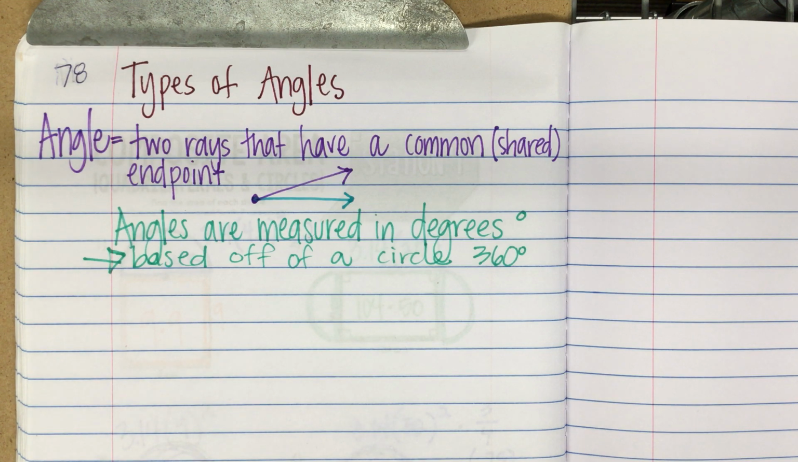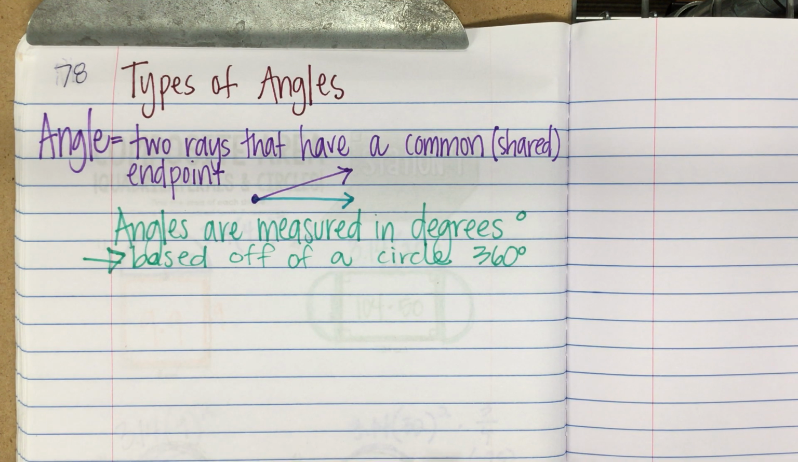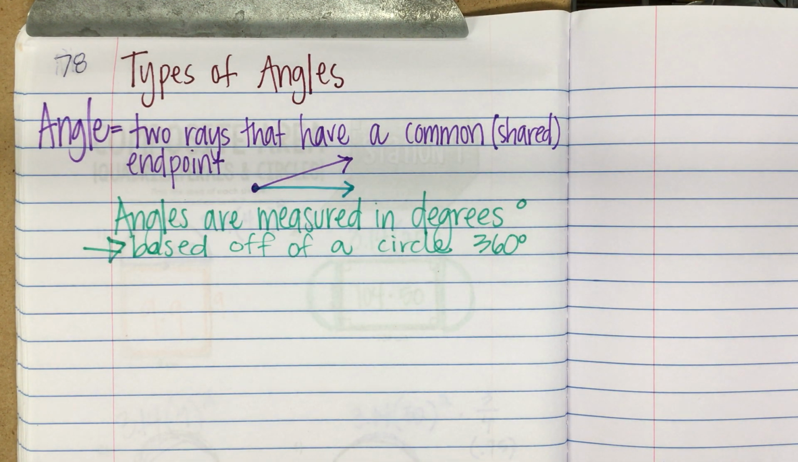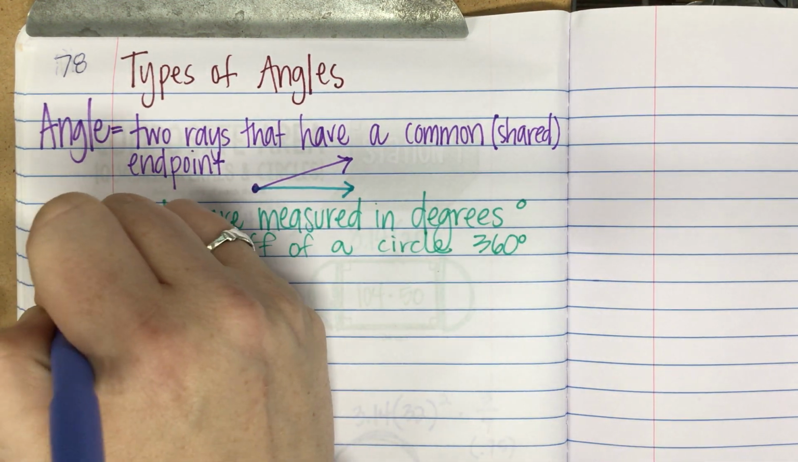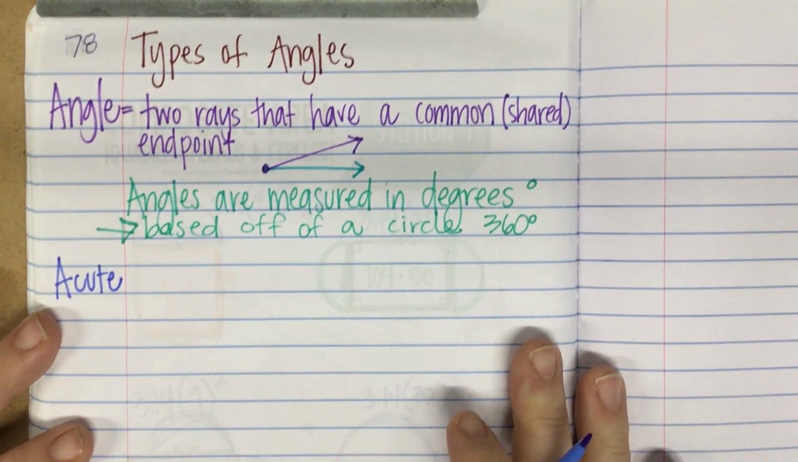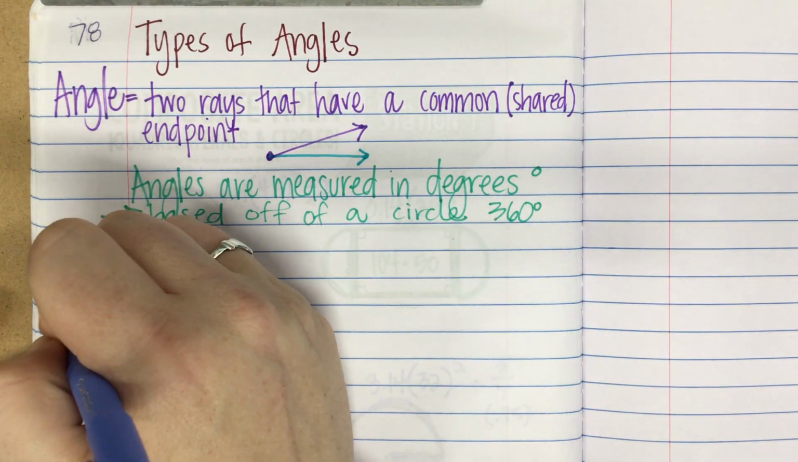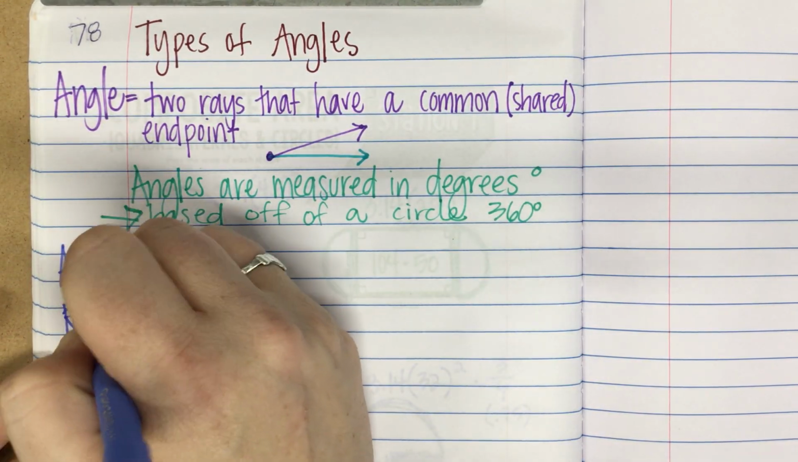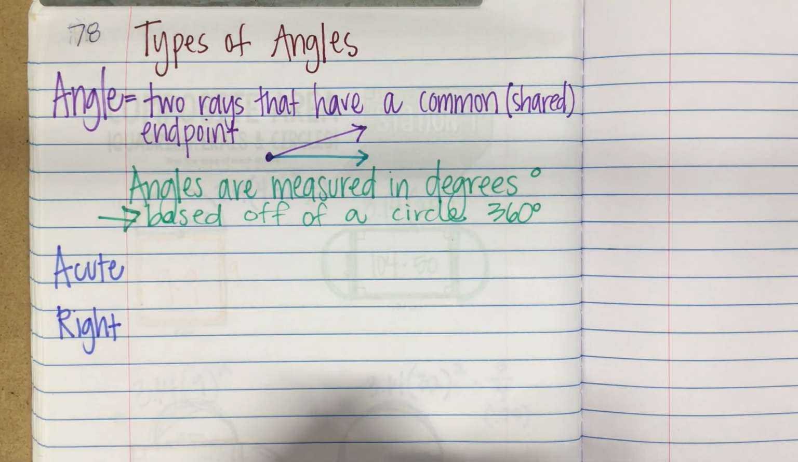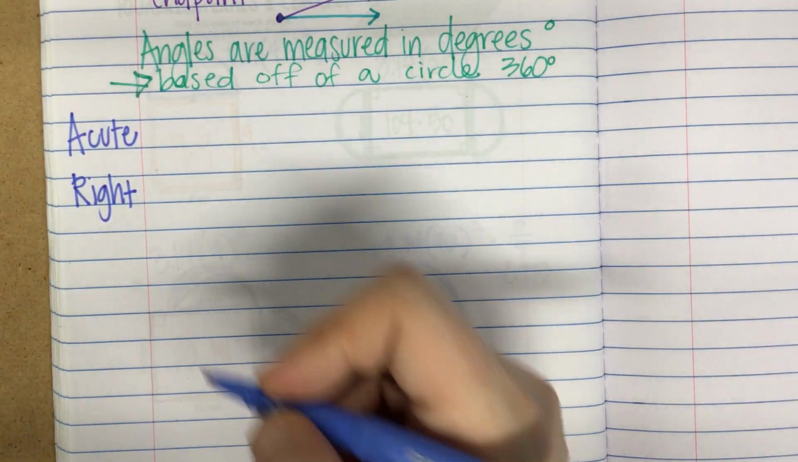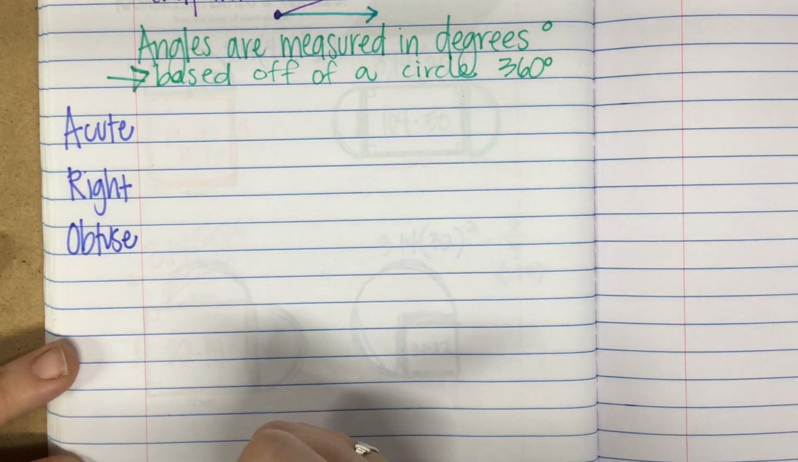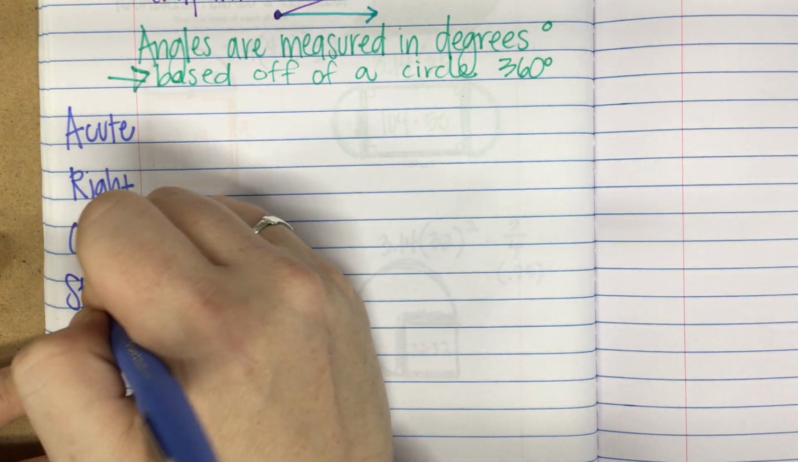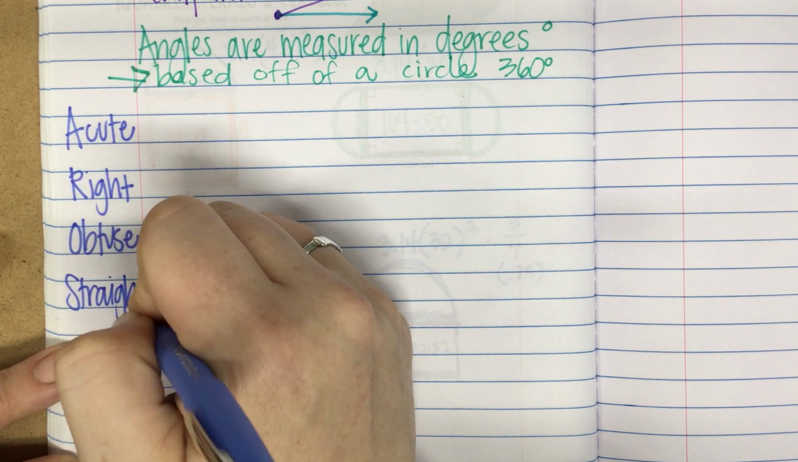Okay. There are 4 types of angles, 4 named angles. There's acute angle. There is a right angle. There is an obtuse angle. And there is a straight angle.